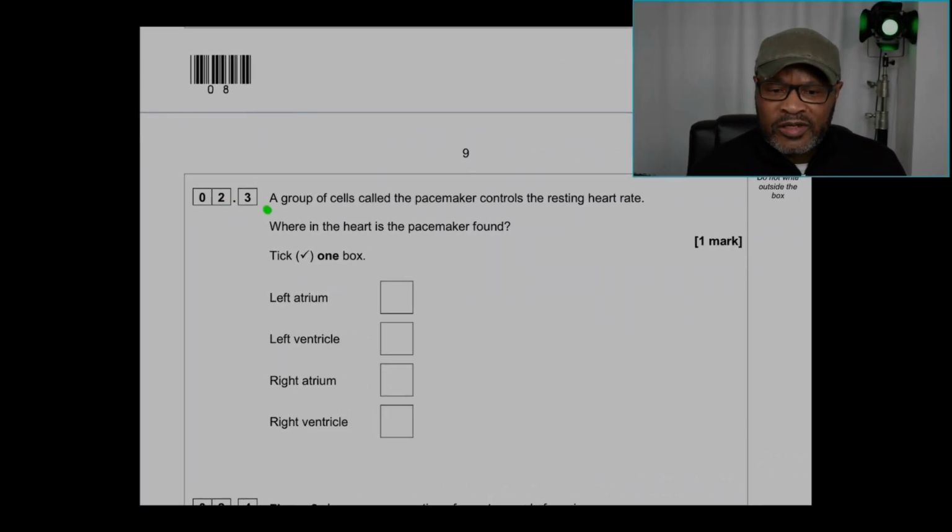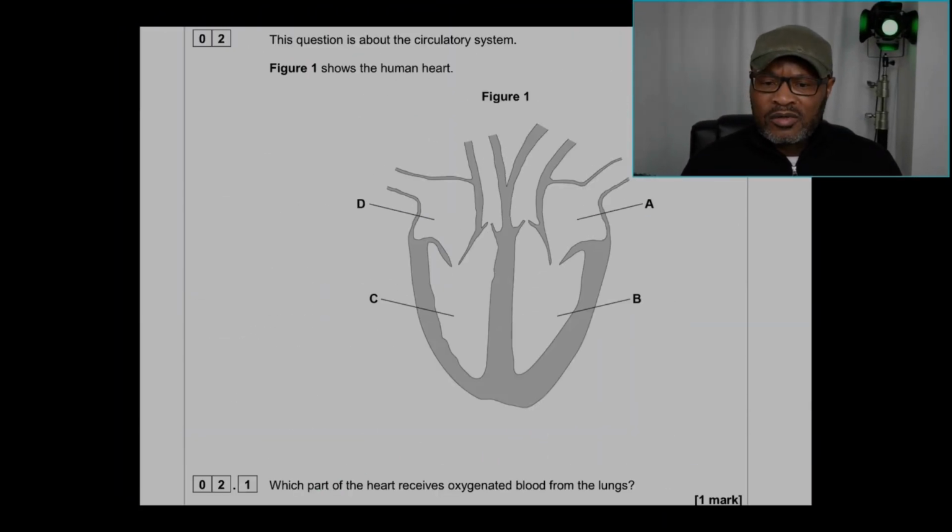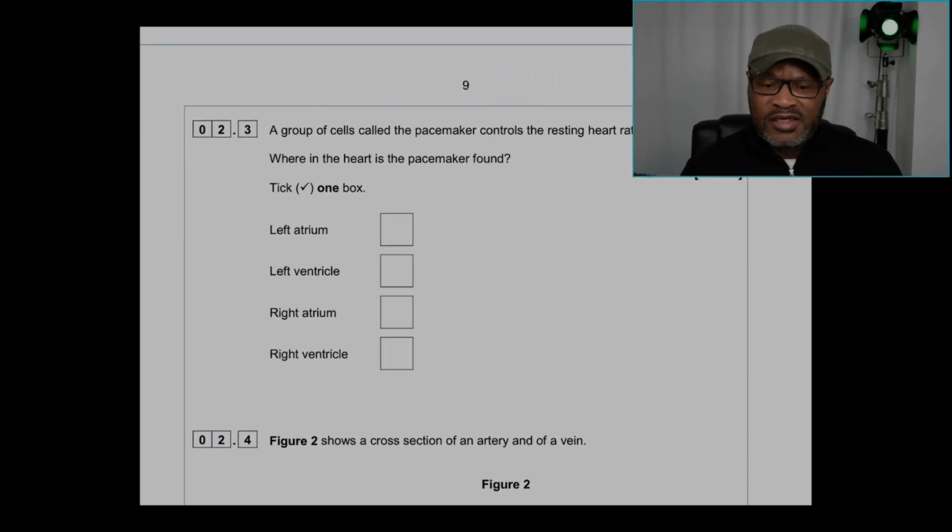Question 2.3, a group of cells called the pacemaker controls the resting heart rate. Where in the heart is the pacemaker found? Well, the natural pacemaker here sends a signal to the right atrium to push the blood down to the right ventricle. So it should be in D, and D is the right atrium.